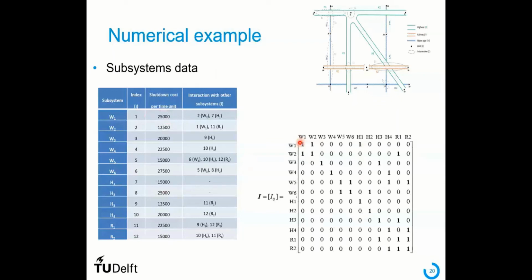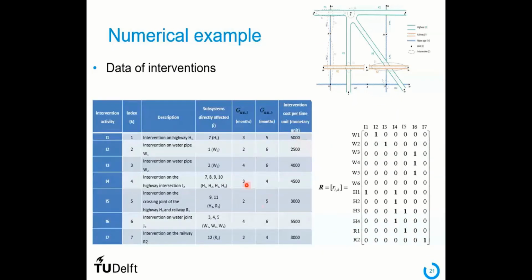the interaction matrix between subsystems. We have data on the intervention. We have 7 different intervention activities. We have the gap between 2 intervention activities which are used for the constraint. We have the cost of intervention that is used in the objective function, and we have this matrix as well that relates intervention activities to the subsystems. So this is all the data that we need in order to run our simulation.